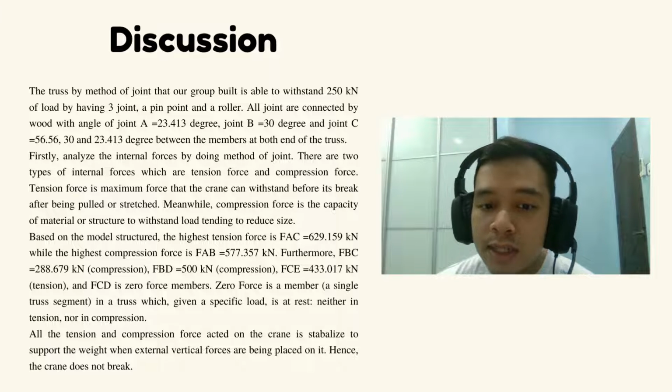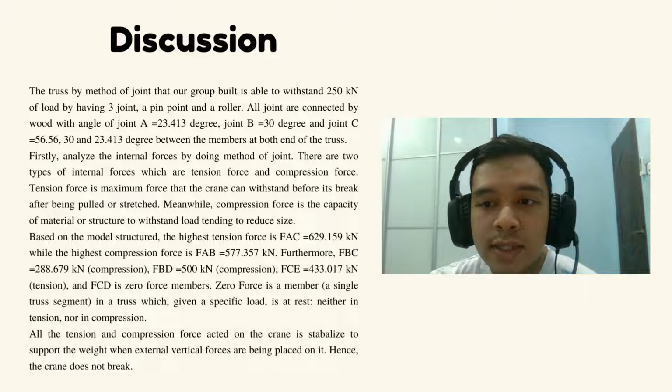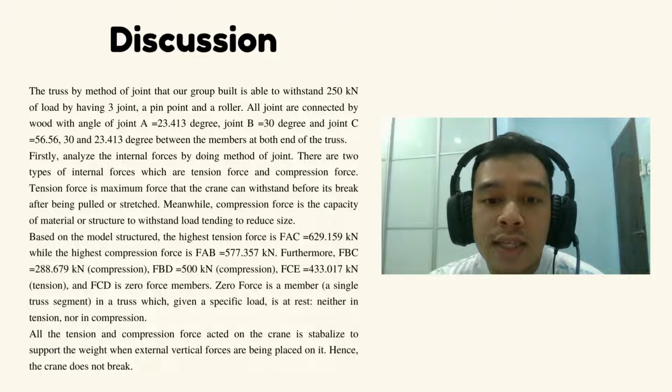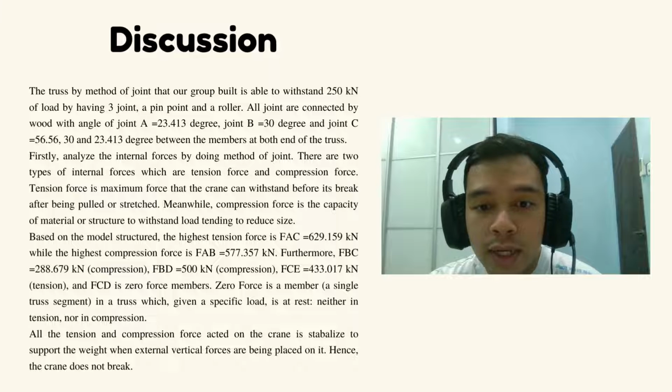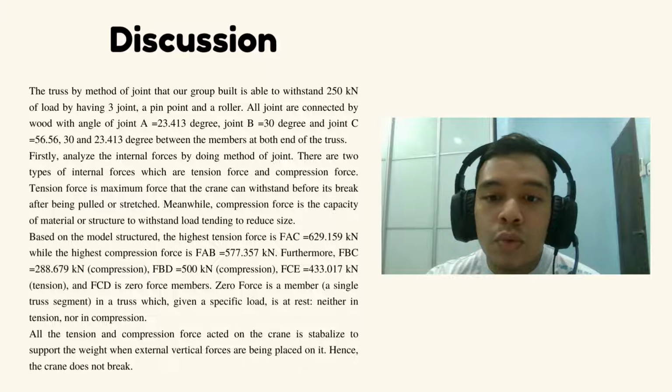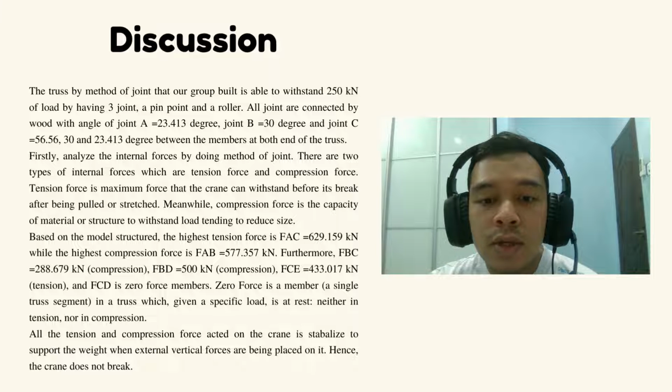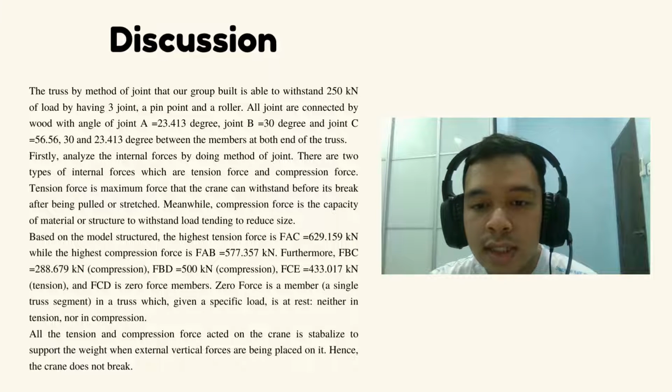So based on the model structure, the highest tension force is FAC equal to 629.159 kilonewton, while the highest compression force is FAB equal to 577.357 kilonewton. Furthermore, FBC equal to 288.679 kilonewton, which is compression. FBD equal to 500 kilonewton, which is compression. FCE equal to 433.017 kilonewton, which is tension. And FCD is a zero force member.